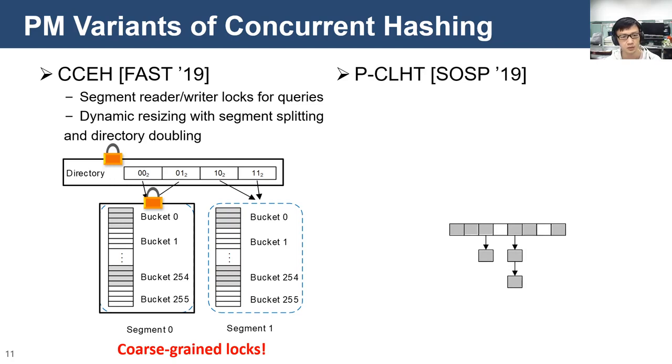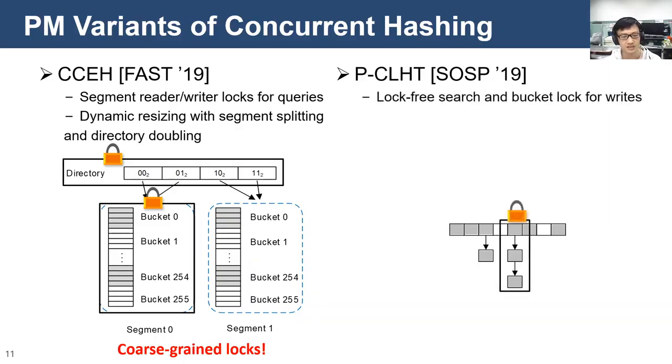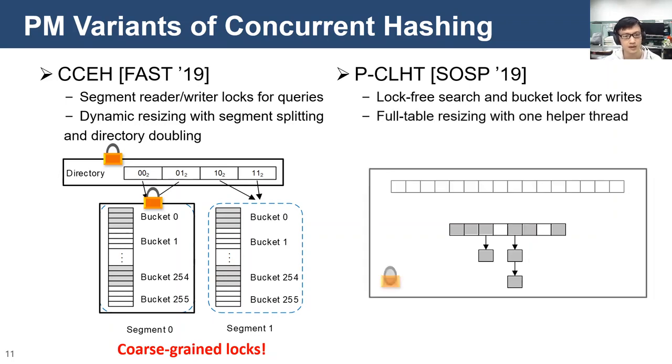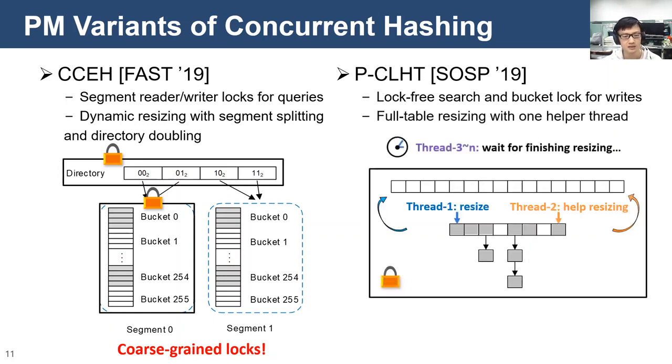PCLHT is a crash-consistent variant of cache-line hash table for PM. In terms of concurrency, PCLHT supports lock-free search and the rest require bucket-grained locks. Though with one helper thread, the full-table resizing for a large table with global locks is still time-consuming, which blocks the insertion in other threads.